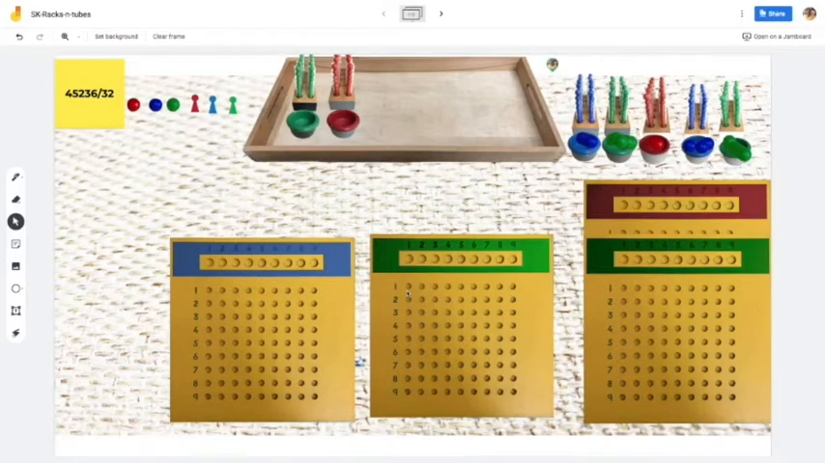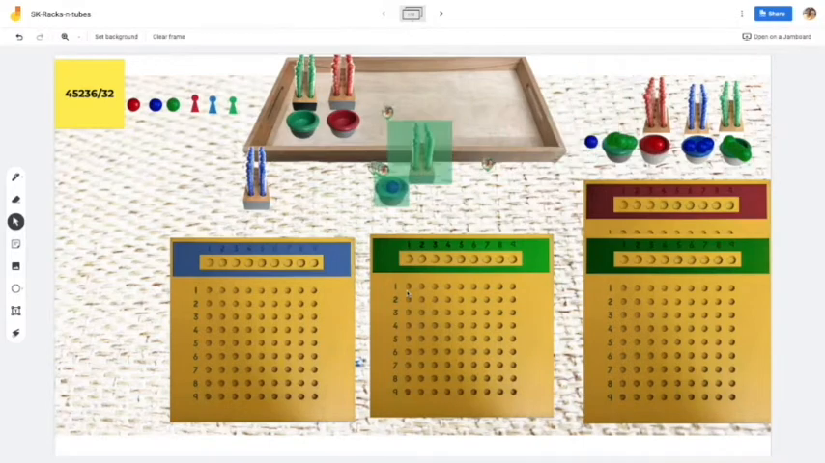We always start the division from the highest hierarchy, that is 10,000s. So we need to bring the 10,000s racks and tubes and the bowl down to the division board. Since the divisor has two digits, we need to bring two hierarchies down, 10,000s and thousands.